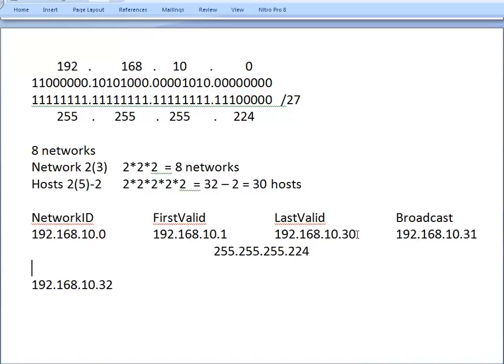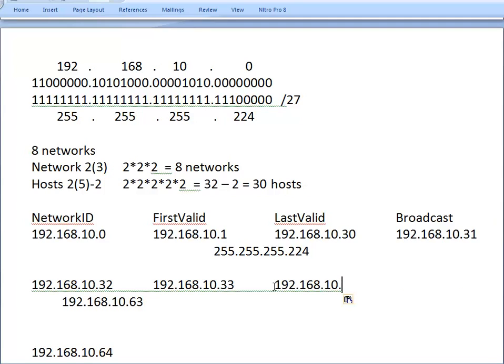Now we're going to have 8 networks out of this. So the second network, that's the network ID. The first valid address is the network ID plus 1, so 33. To find again the last valid and broadcast, it's better if you find the next network ID. Next network ID, again, we're just going to add 32s on each one. So 32 is going to be 64 now. So for the second network, the broadcast is going to be the next network ID minus 1, which is 63. And the last valid will be 62.